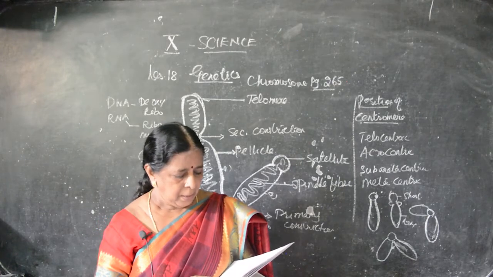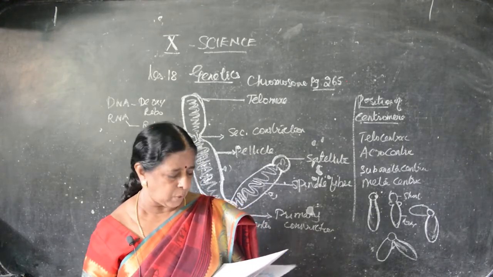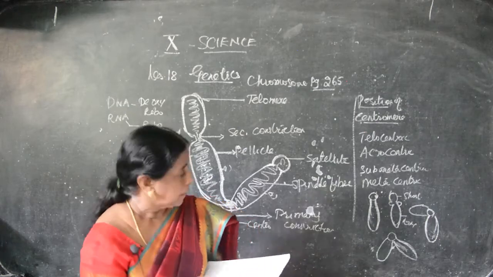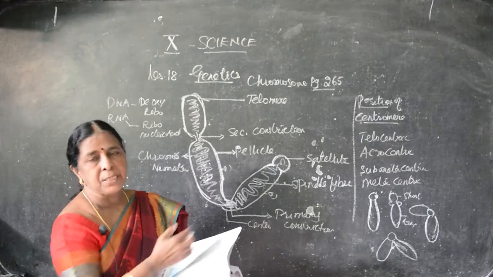Metacentric, the centromere occurs in the center. The chromosome is formed into two equal arms. They are V-shaped. Clear? The structures are given there. Then types of chromosome based on function. This was the position of the centromere.